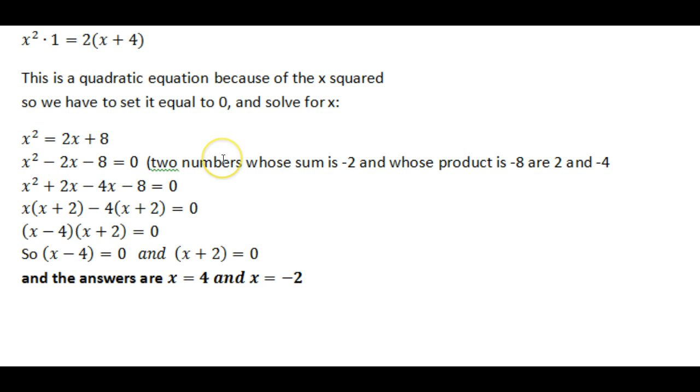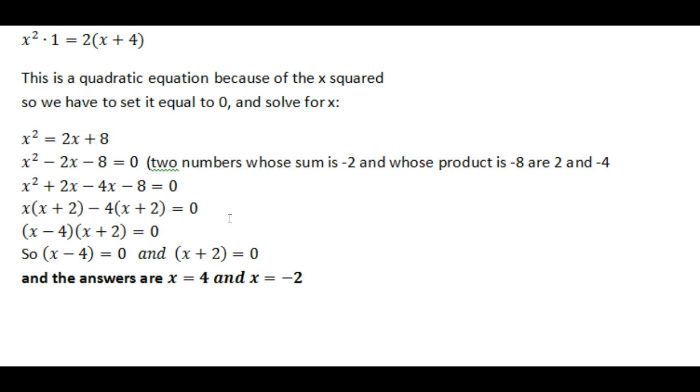And then we have to find two numbers whose sum is -2 and whose product is -8. And those are 2 and -4. So then we set it up by breaking up the middle term, -2x, into +2x - 4x. And then we factor the first two terms and the second two terms, and we'll get as our finally factored form (x - 4) times (x + 2) is equal to 0.